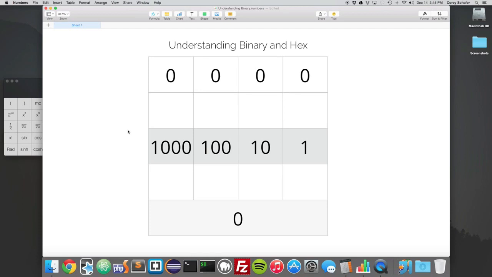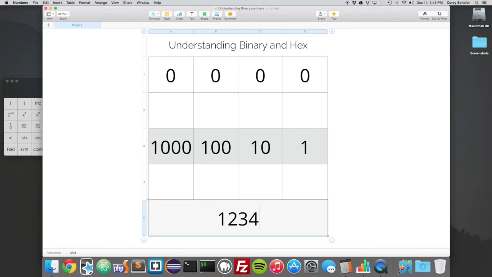The best way to understand how binary and hexadecimal numbers work is to first understand how the base 10 system works that we use on a daily basis. Whenever I say base 10, I mean 1, 2, 3, 4. If I was to write that out, then you can look at that number and you know that it's 1,234. But let's look at why that is and how we get that number.